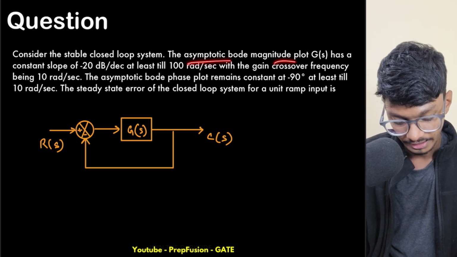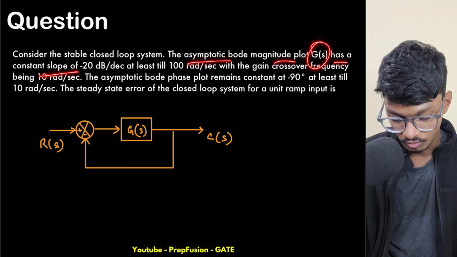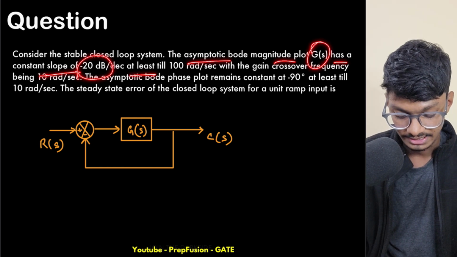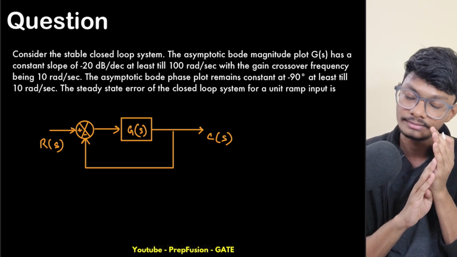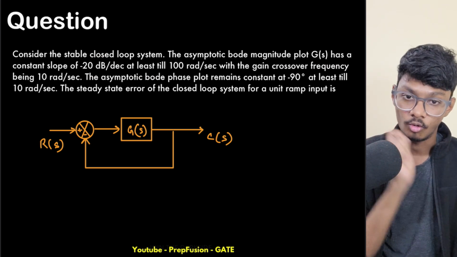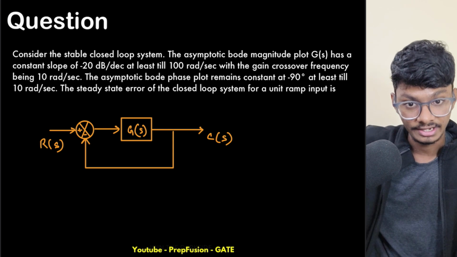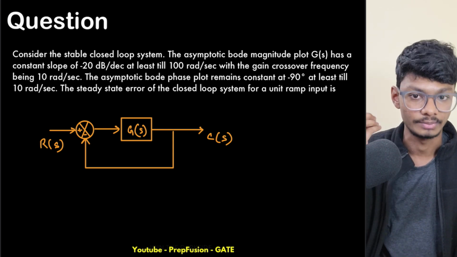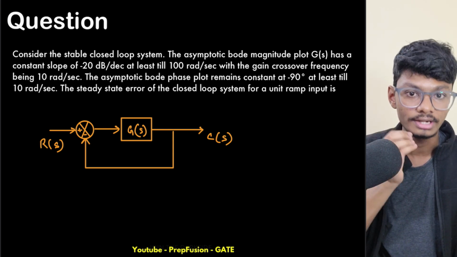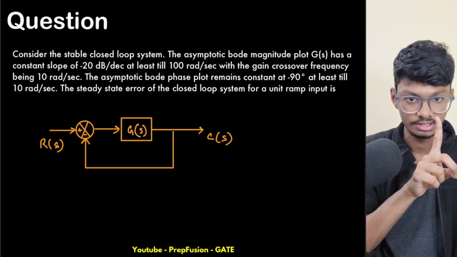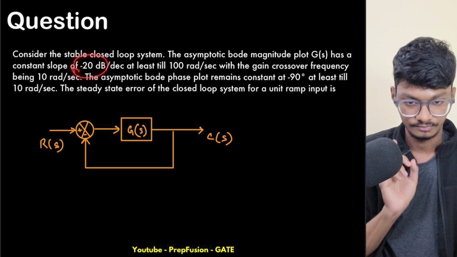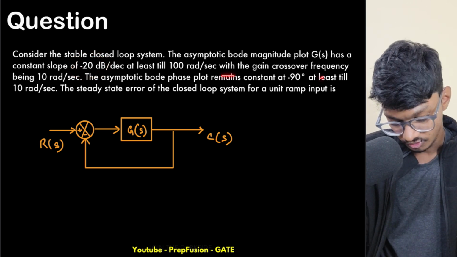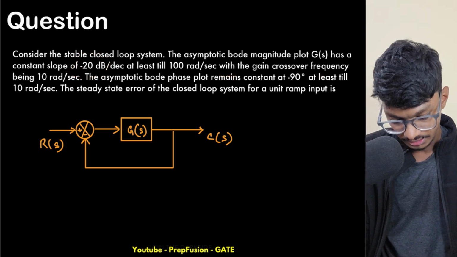The asymptotic Bode magnitude plot has a constant slope of -20 dB per decade at least till 100 radian per second. So before 100 radian per second, the slope is always -20 dB per decade. So it is starting from -20 dB per decade. What does that mean? That means I have a single pole at s equals 0, at the origin, as our slope is -20, with gain crossover frequency being 10 radian per second.